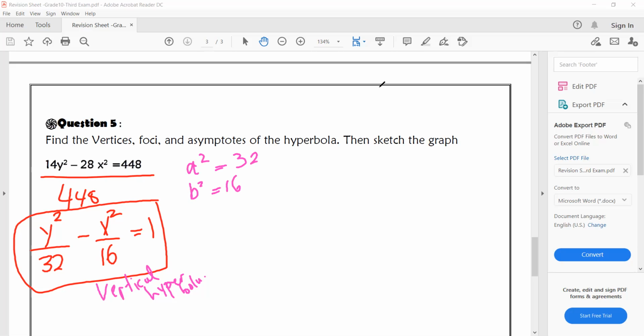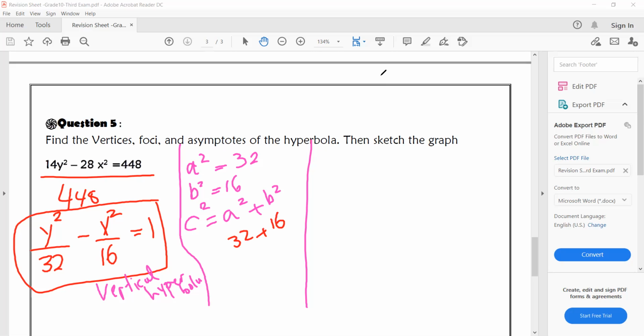What are the vertices of the hyperbola? c squared equals a squared minus b squared? No, that is for the foci. So if you want to find the c, you will say it is a squared plus b squared. a squared is 32 plus 16, 48. So c squared here is 48.